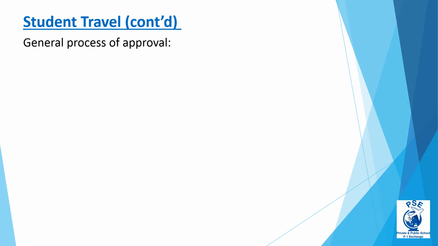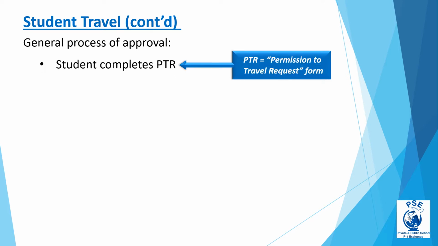Here is the general process for student travel approval. First, the student will need to complete a Permission to Travel Request Form, or PTR. The travel request form should include a detailed itinerary with phone numbers and addresses of where the student will be staying, and should include the host family's signature. Permission to Travel requests are available in orientation packets and in ZAP.